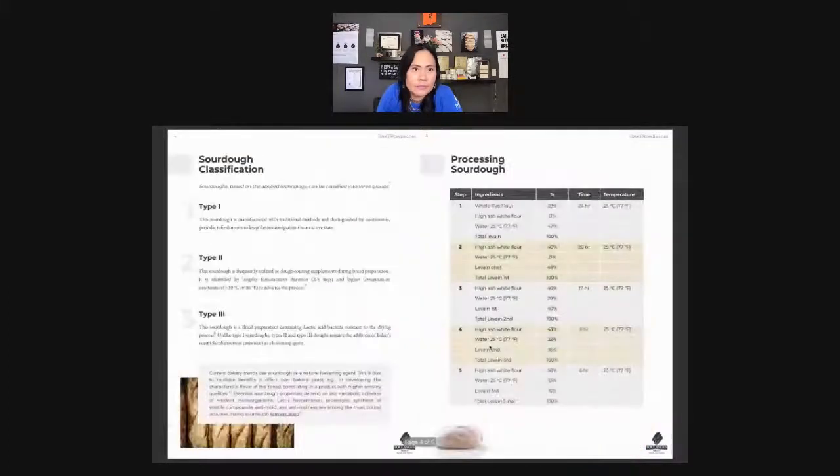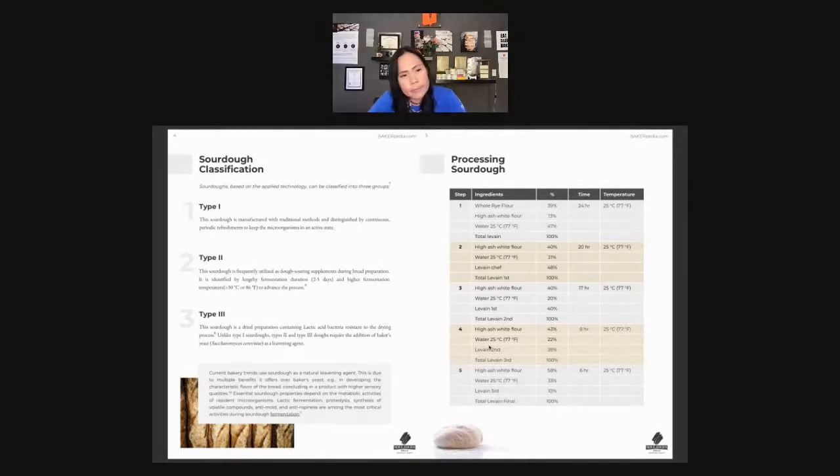Okay, so I want to introduce to you 3 types of sourdough. The number 1 type is sourdough that's manufactured with traditional methods and distinguished by continuous periodic refreshments to keep the microorganisms in an active state. So yes, you see this happen in a lot of craft bakeries where the sourdough or the mother dough is fed every few hours. So you need trained labor for that.